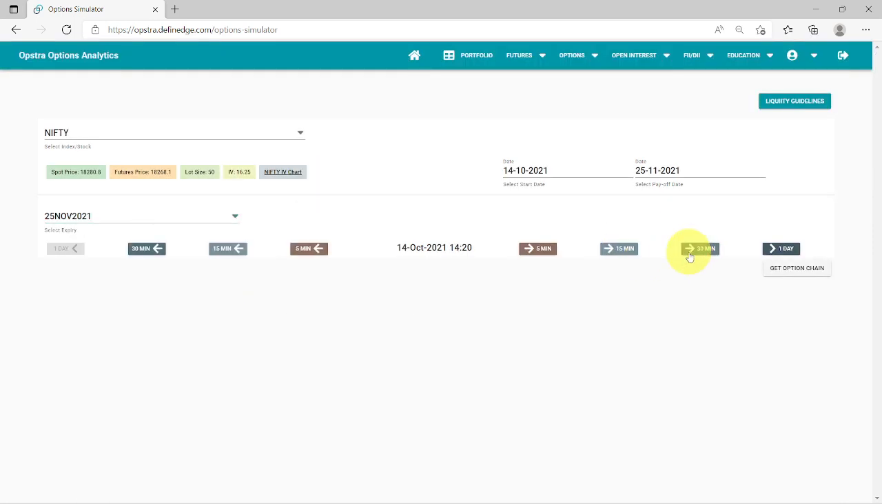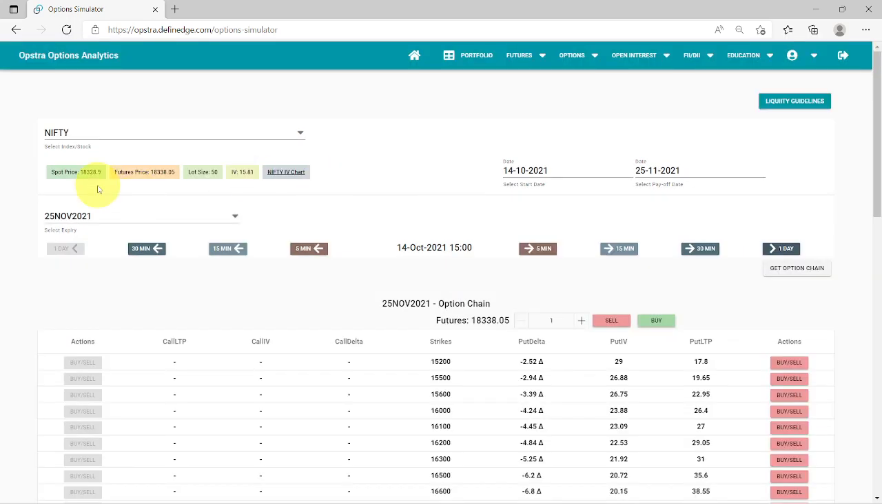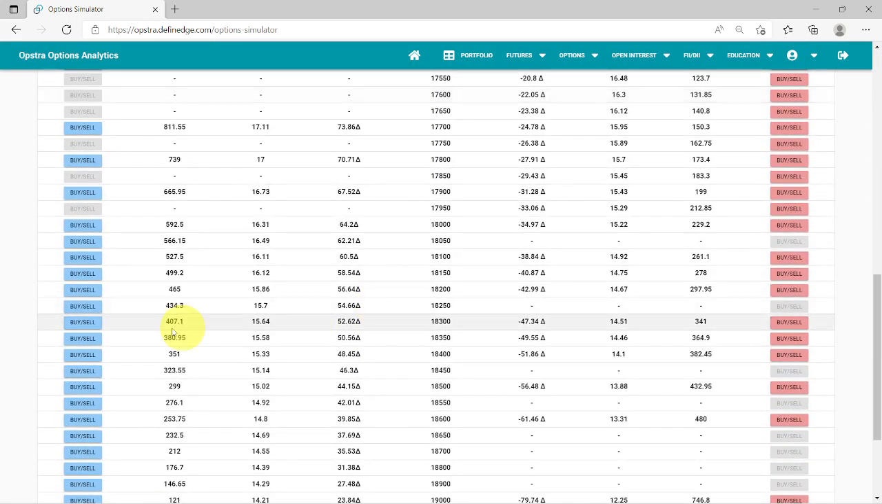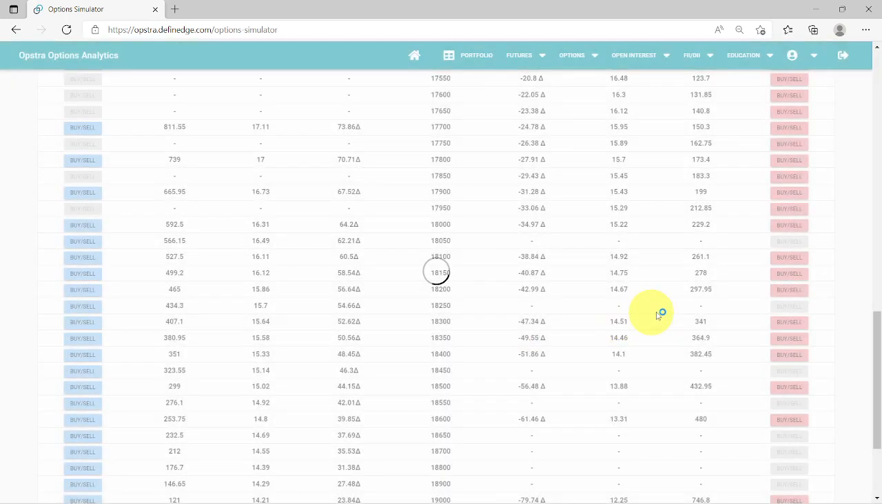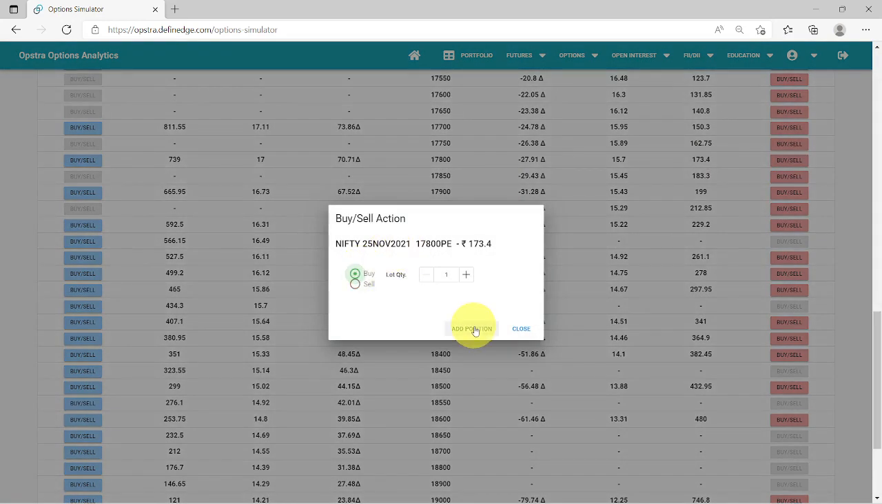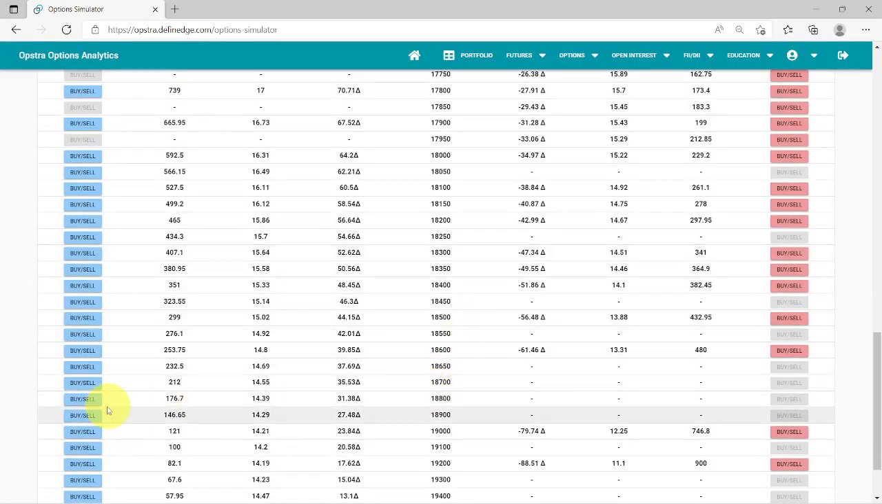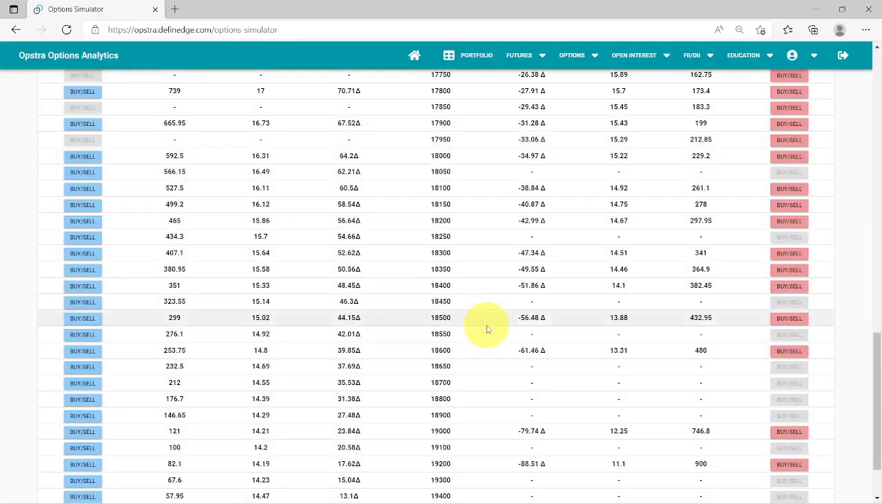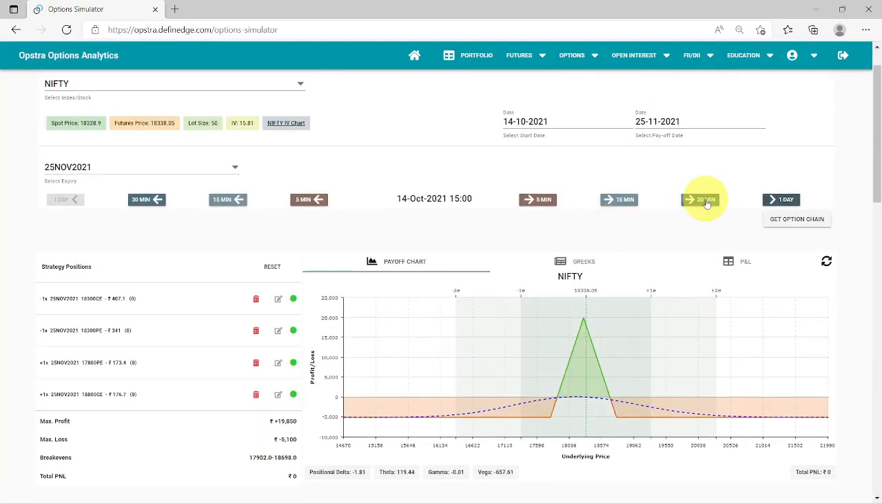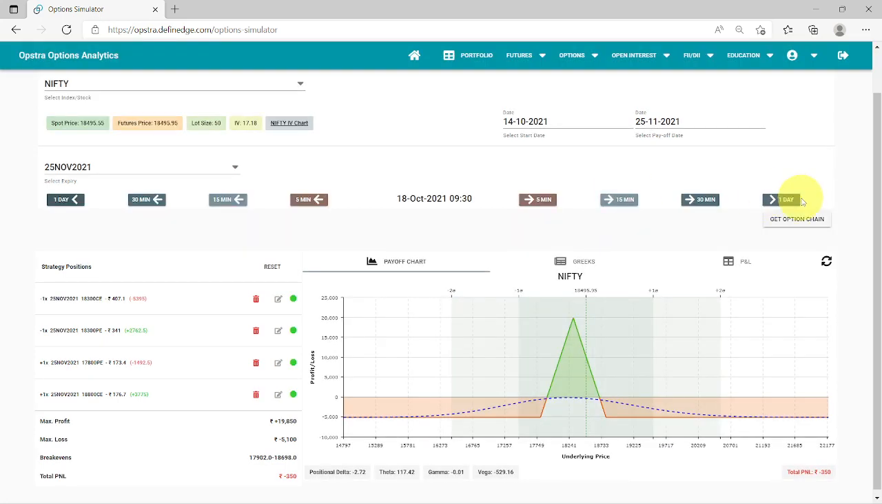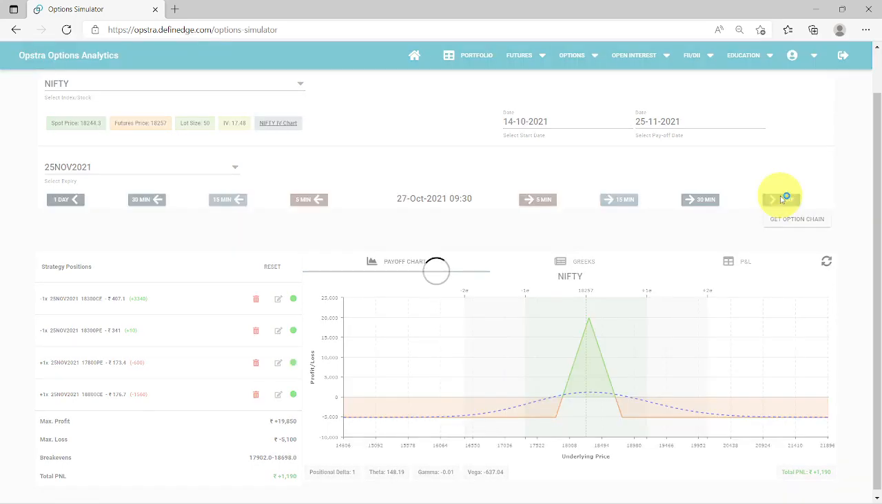3 p.m. is the entry time. 18,300 is the ATM straddle, with protection 500 points above and below, 17,800 and 18,800. We'll start at 9:30 from the next day. You can see the MTM. We have not breached the break even.